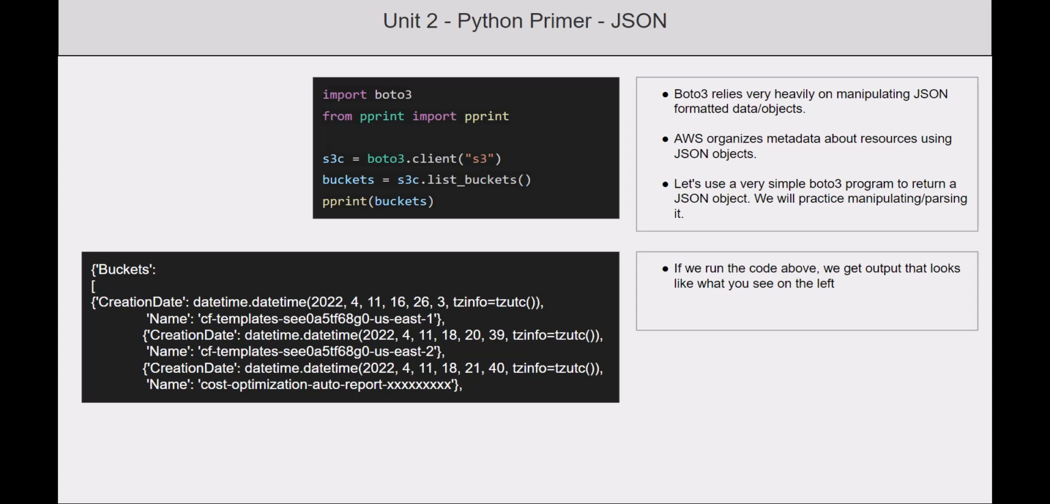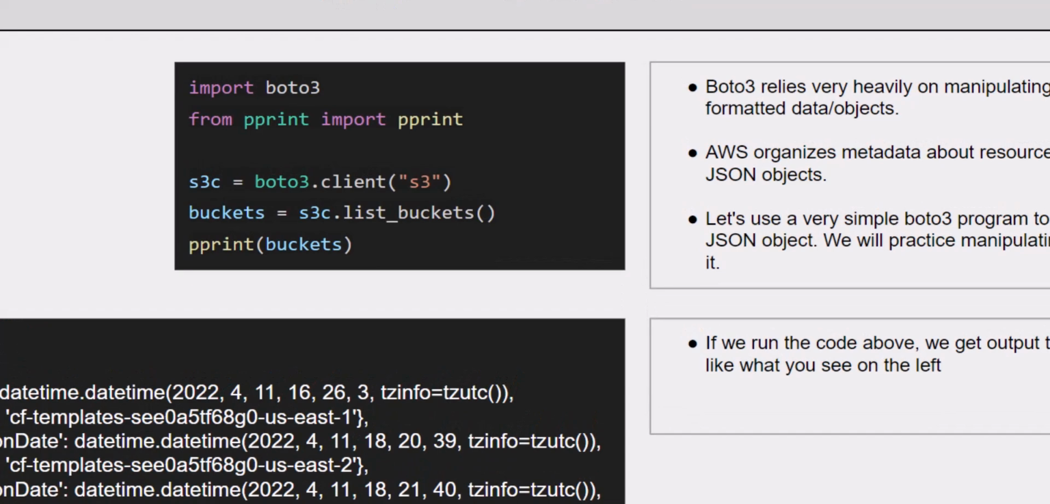But to put things in context, I think it's important to illustrate how we get the JSON formatted metadata out of AWS in the first place. On the top here, you see a little piece of code. And don't worry too much about the details right now. We're going to cover this at great length later in the course. So for now, just feel free to follow along.